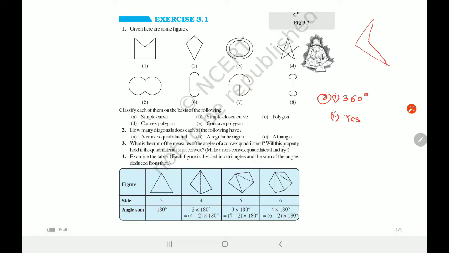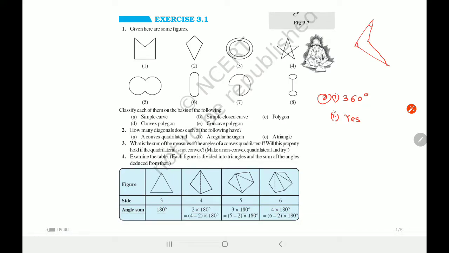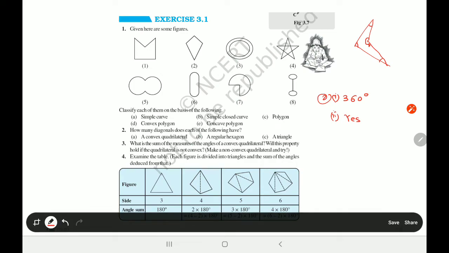Now imagine if this is the quadrilateral, which is concave, you can easily understand. This angle plus this angle plus this reflex angle plus this angle together give you 360, and it holds true for this as well. Okay. Make a non-convex quadrilateral and try its activity. If you want, you can do that. Otherwise, just leave it. No problem.